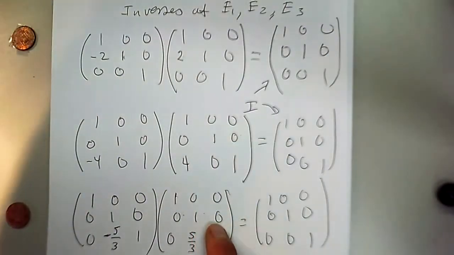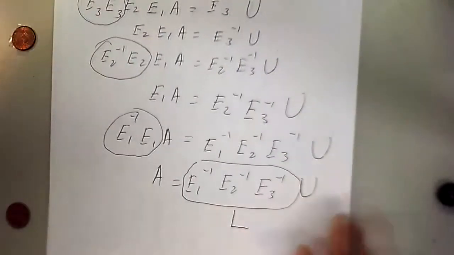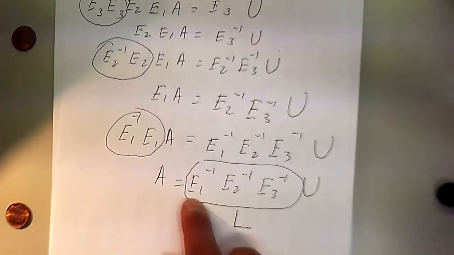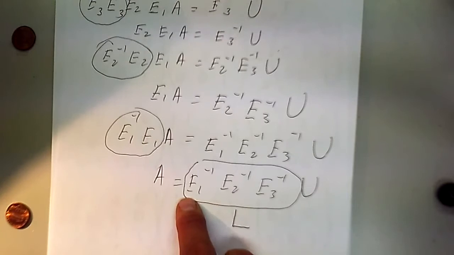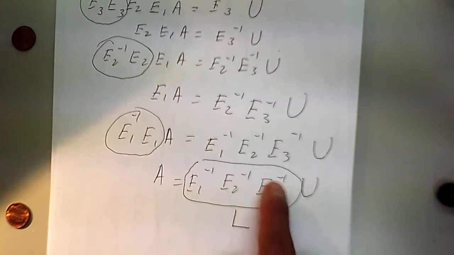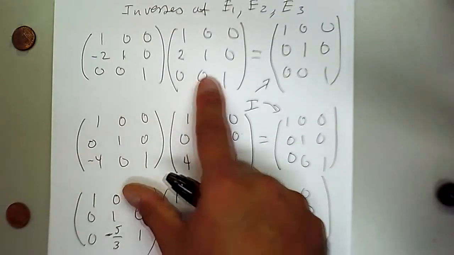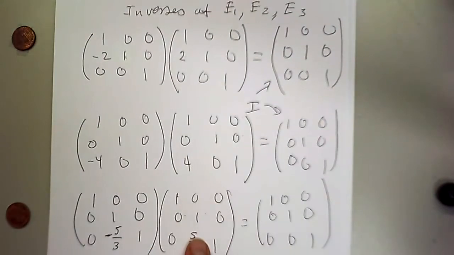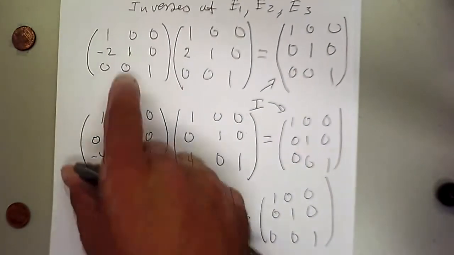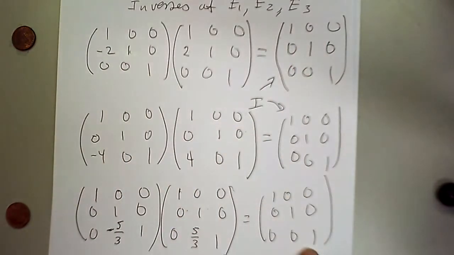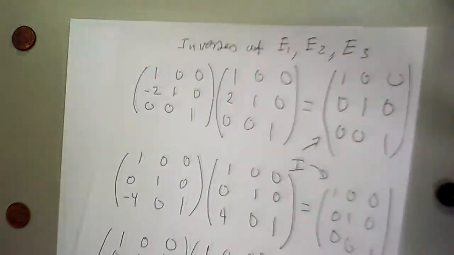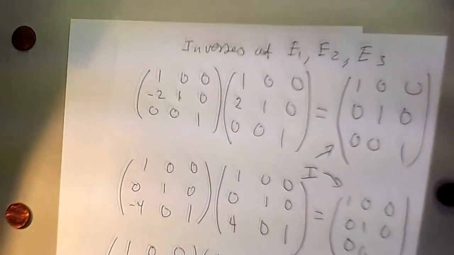According to our diagram here, in order to find the lower matrix, we have to multiply together the inverses: E1 inverse, E2 inverse, E3 inverse. Well, that's E1 inverse, that's E2 inverse, that's E3 inverse. Why? Because when we multiply by E1, E2, E3 respectively, we end up with the identity. So that means those are inverses. Okay, so let's multiply them together.